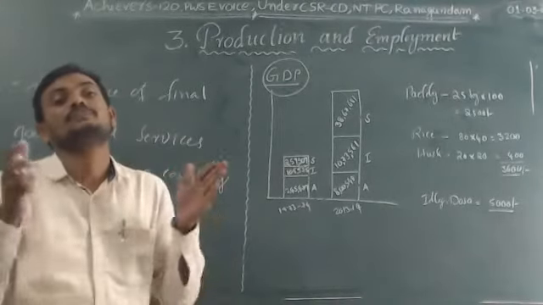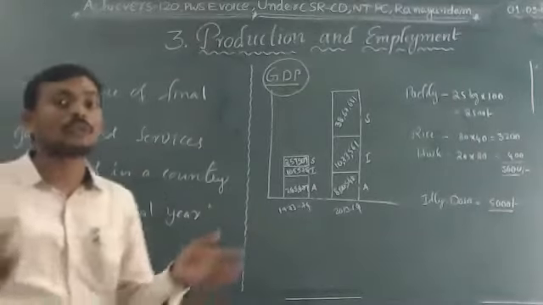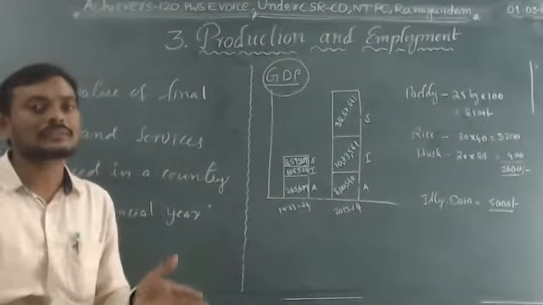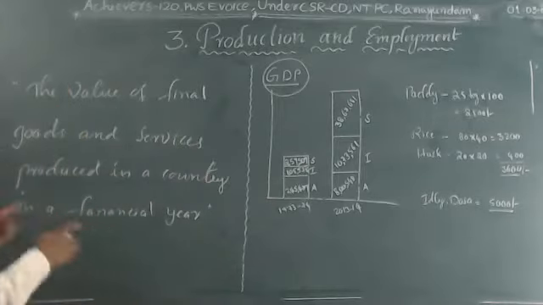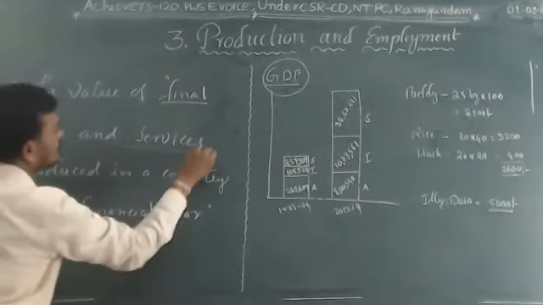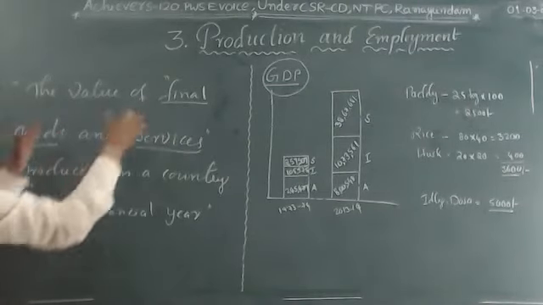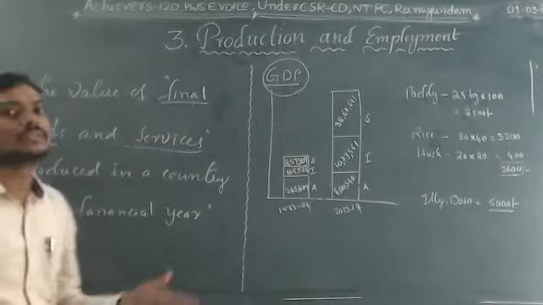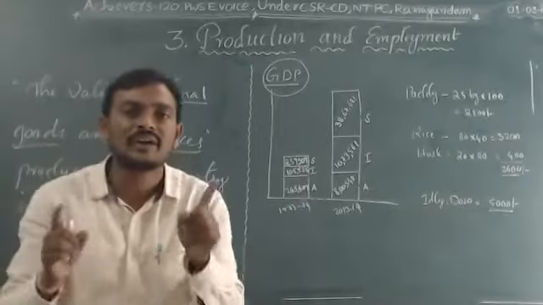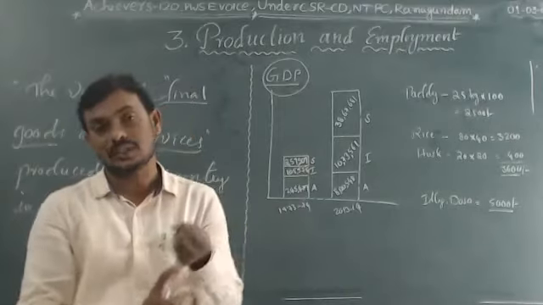We expect a question in the exam on GDP. The question is: what is GDP and how to estimate GDP. First of all, we have to understand what GDP means. Here see, the value of final goods and services. I mentioned final goods. In order to understand GDP, first of all, the student must know the kinds of goods. The goods can be classified into two types. What are they? Final goods and intermediary goods.